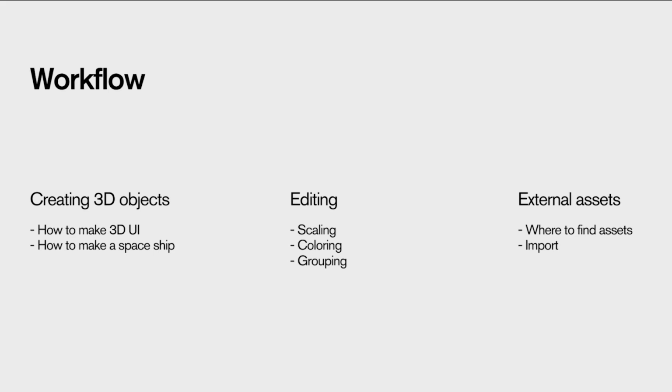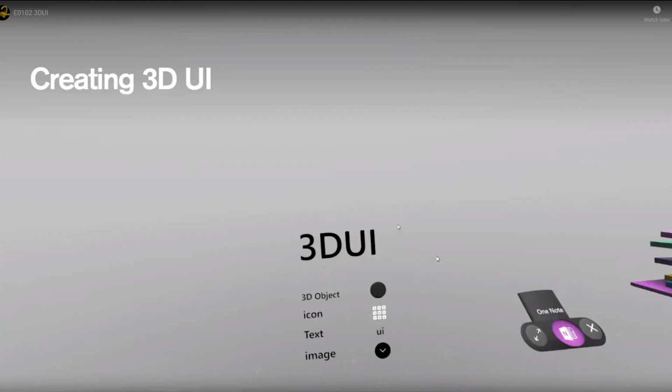In Maquette, you have 3 workflows that you should be thinking of all the time. The first one is creating 3D objects, second is editing, and third is external assets. Each one contains different tools that you should use all the time. By learning these workflows, you will design faster and think faster.